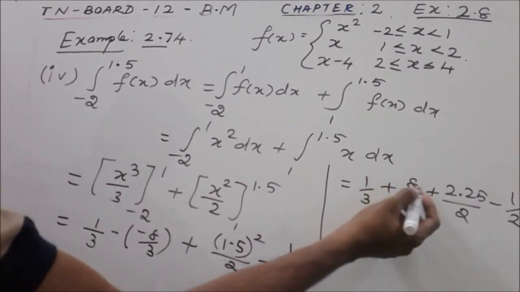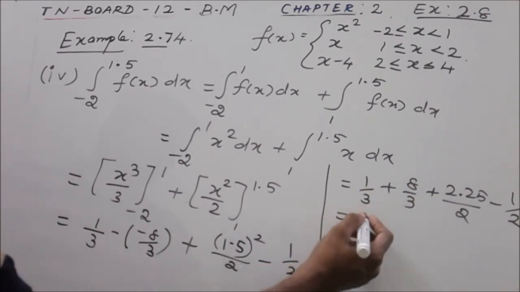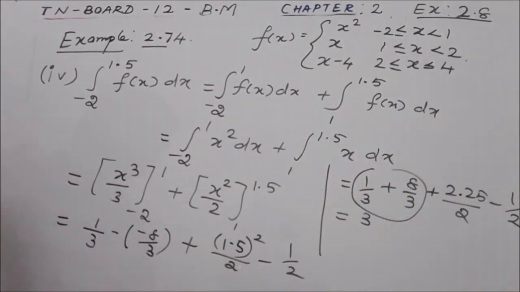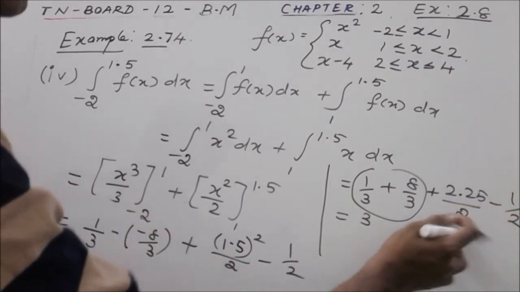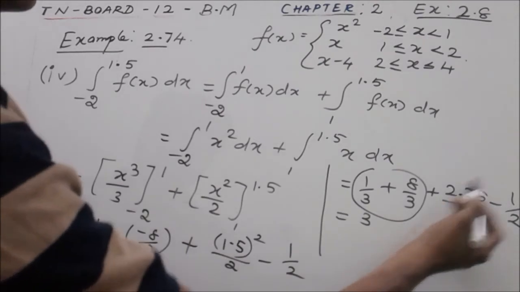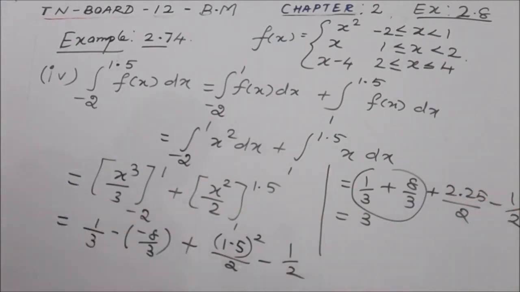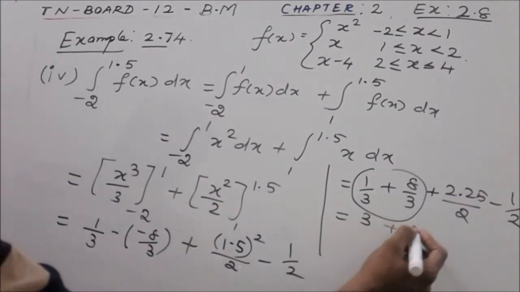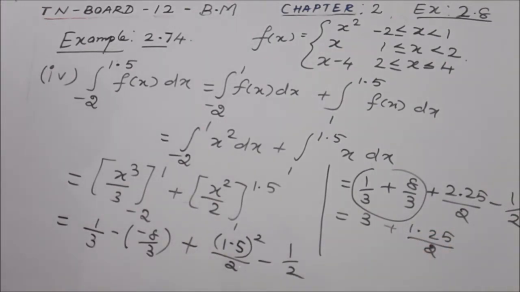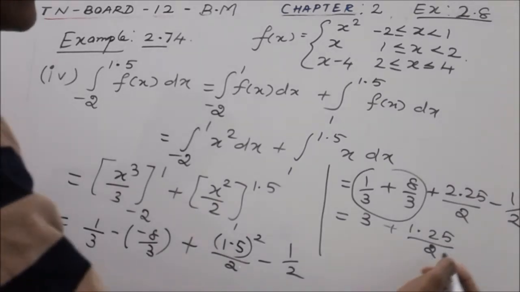Totally we have 1 plus 8, 9 by 3, that is equal to 3. These two implies 8 plus 1 by 3, 9 by 3 implies 3. 2.25 minus 1, because we have equal denominator, so like fraction, so subtract numerator. 2.25 minus 1 is 1.25 by 2.